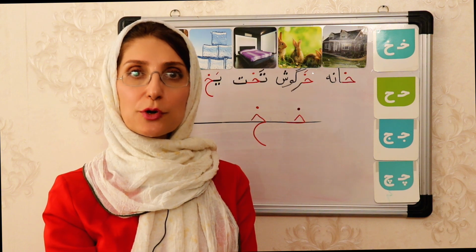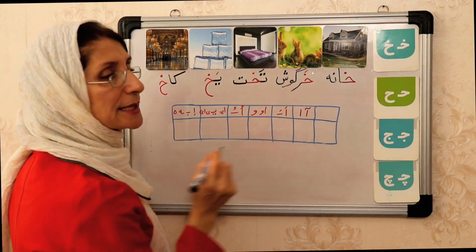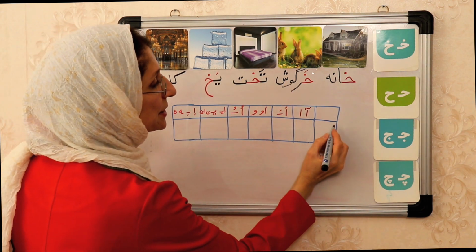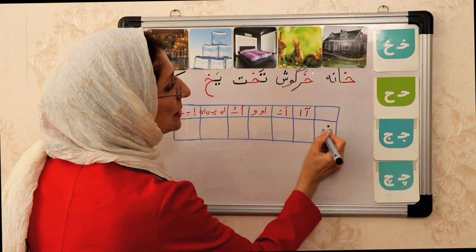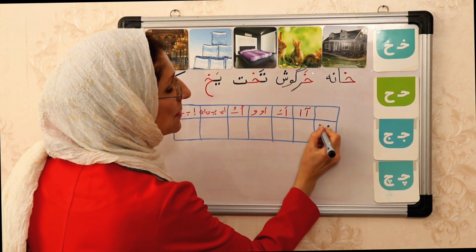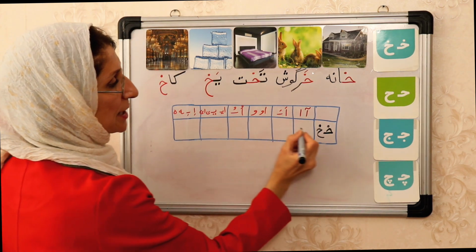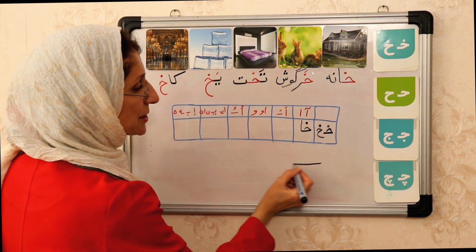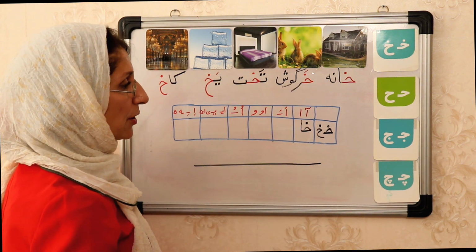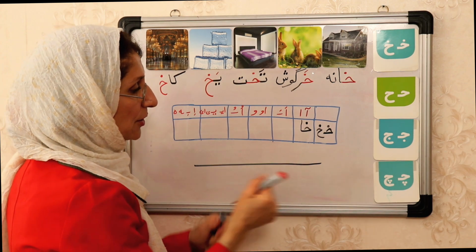Now let's go to the table of friendship to make a connection between khe and our vowel sounds, to see what other words we write and how we connect khe in different positions. Khe is a consonant, so we write it here, and connect it to the vowel sound. Khe and a is kha, like the word khane.